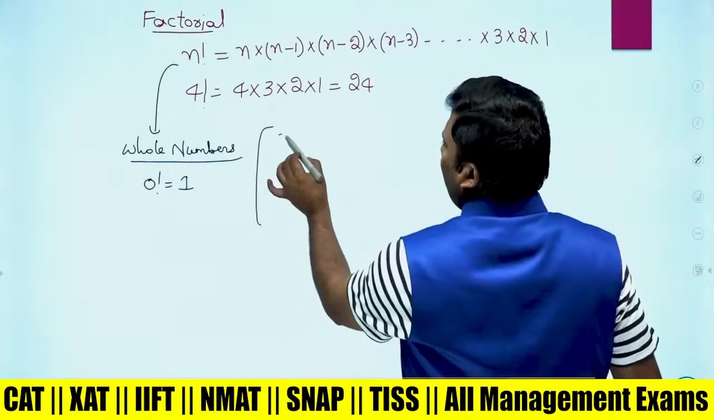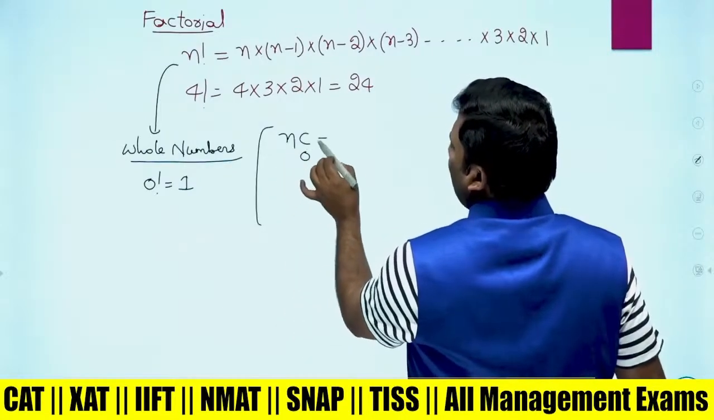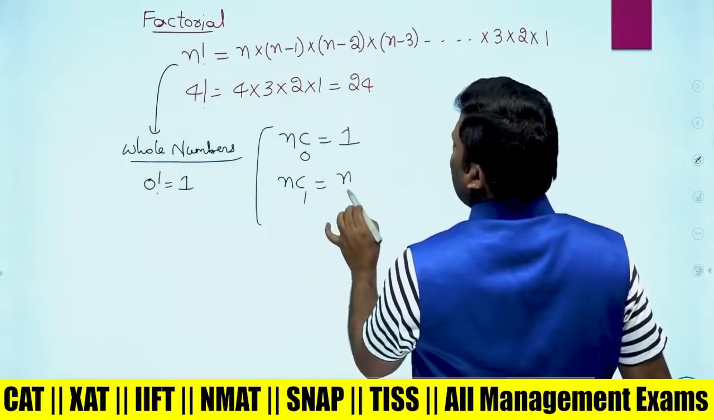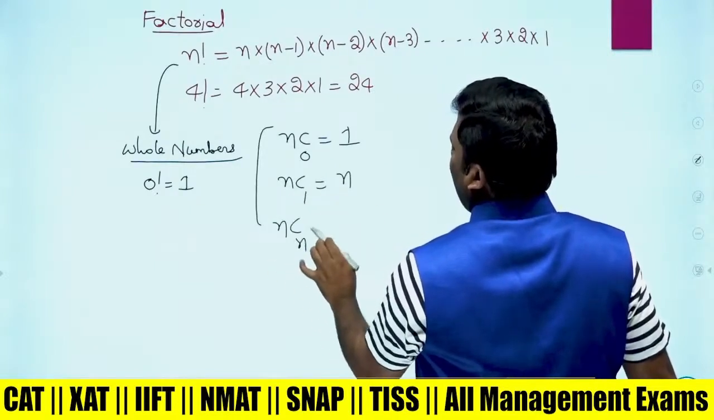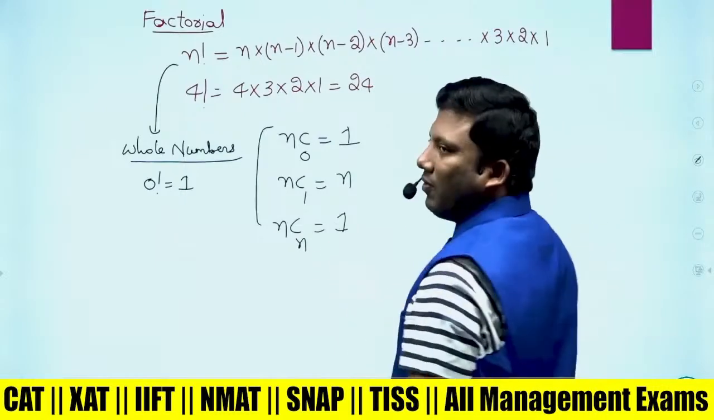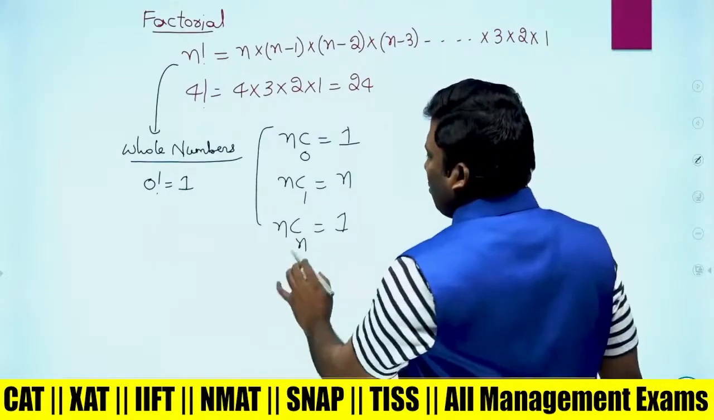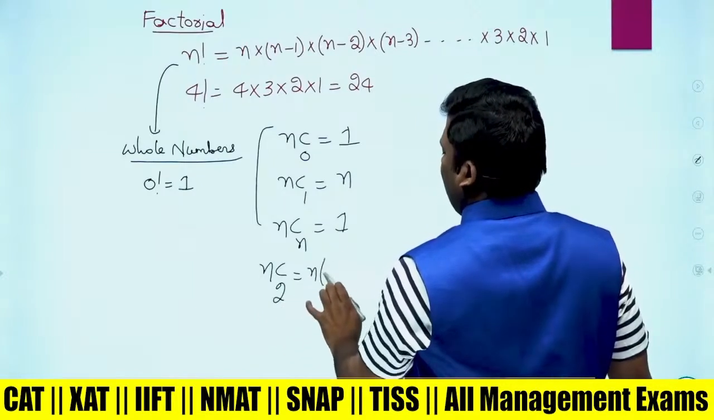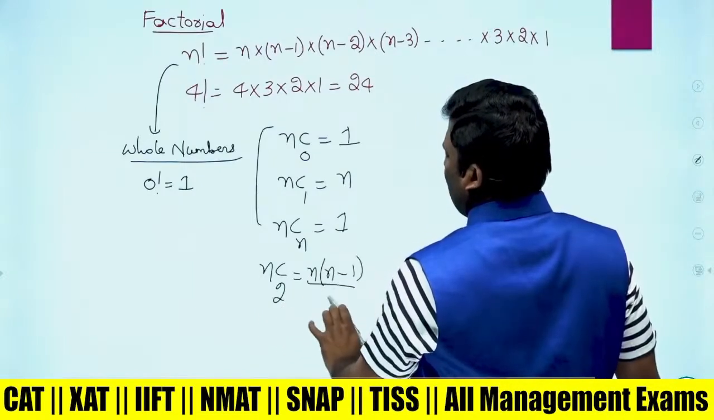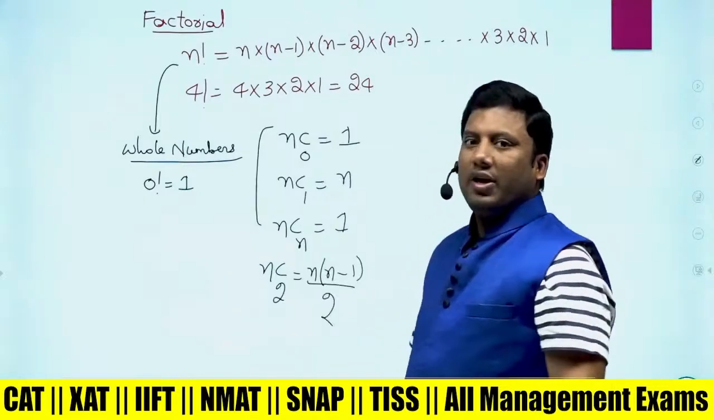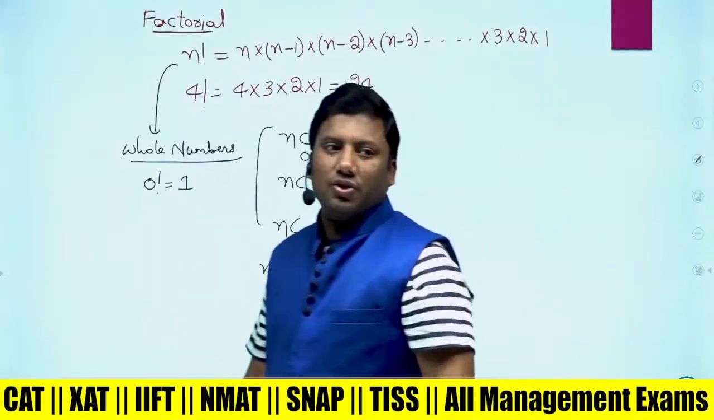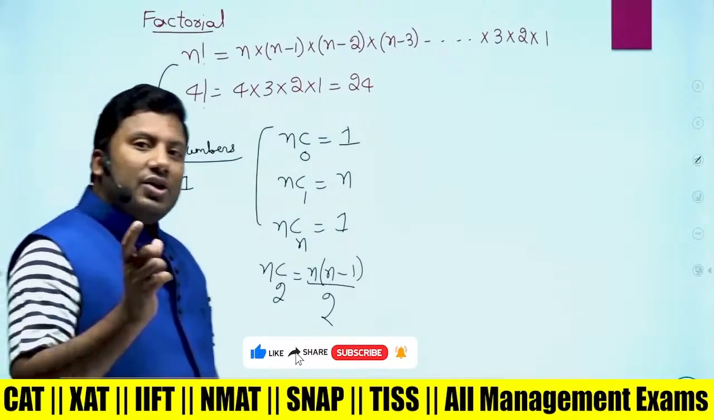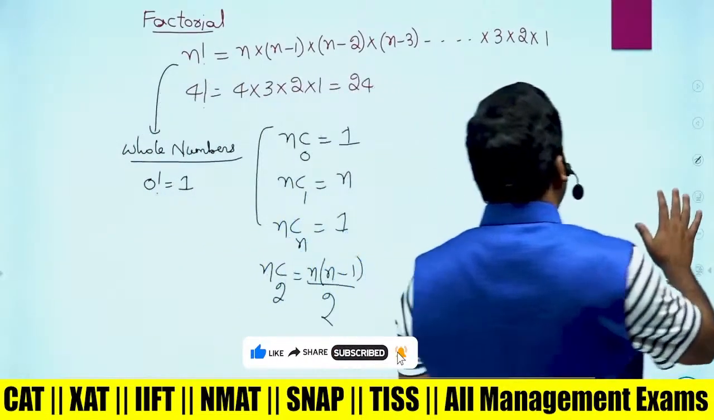There are 4 important identities related to nCr. nC0 is 1, nC1 is n, nCn is 1. Now nC2 is n into n minus 1 by 2. So nC0 equals 1, nC1 equals n, nCn equals 1, and nC2 equals n into n minus 1 by 2. You don't need to learn anything by heart.